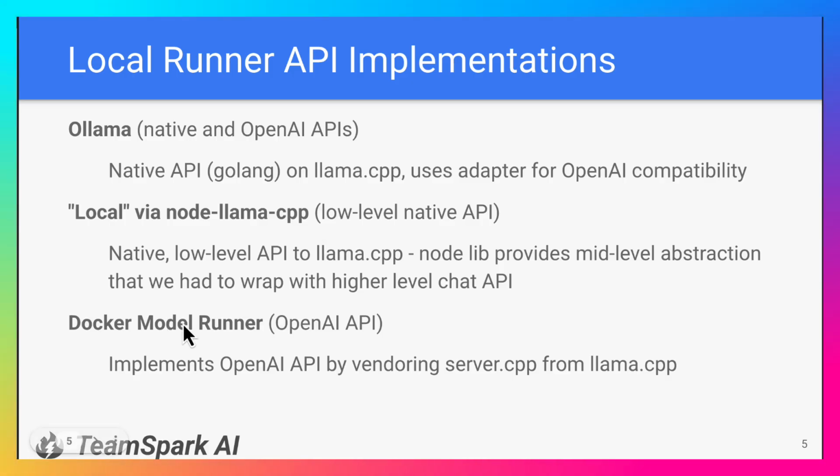And with Docker Model Runner, they provide an OpenAI API, and they did it in a different way than Ollama does, which is they do what's called vendoring the server CPP from Llama CPP. The Llama CPP project has an OpenAI server, a C++ implementation of a web server that implements the OpenAI interface directly on top of the Llama CPP completions and other APIs. So there are just three different ways to do it. I tend to think that vendoring server CPP is probably the right way to do it, staying the closest to the original code and the intent, and there's no adapter in there.